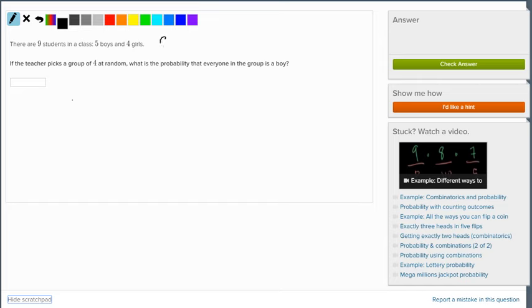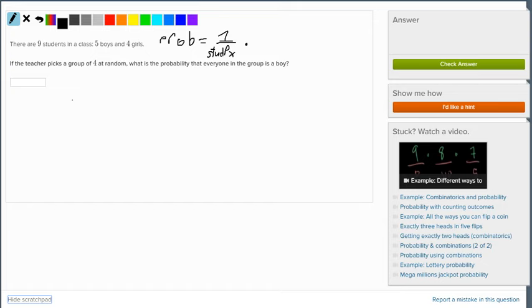The probability, I'll be using the scratch pad, so this is going to look really bad, but it'll be fine. So the probability equals 1 over the permutations of the number of students taken x at a time. I will explain what x is in a second.